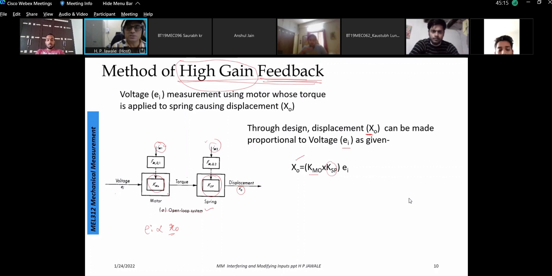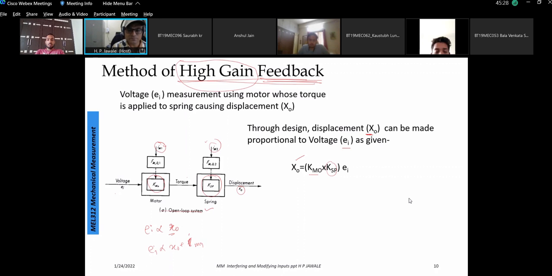It is the algebraic sum, so that will be added. Now it will be EI proportional to XO plus the interfering signal, that is, modifying signal 1 plus modifying signal 2, IM2. So definitely this will be something else than the true input voltage.